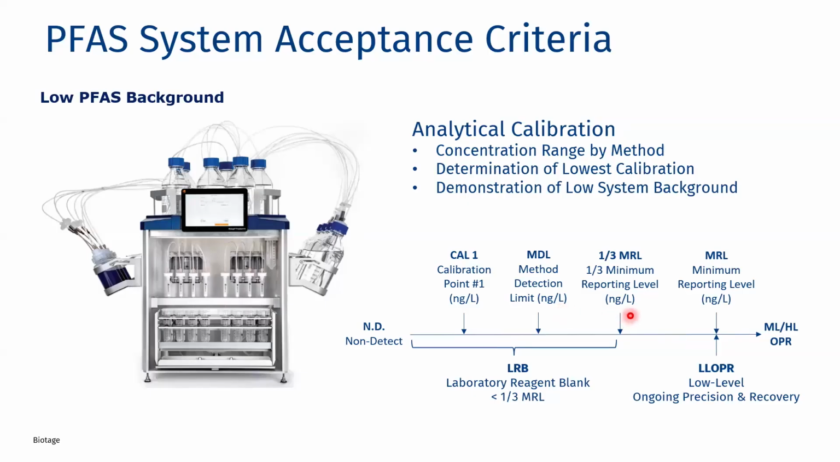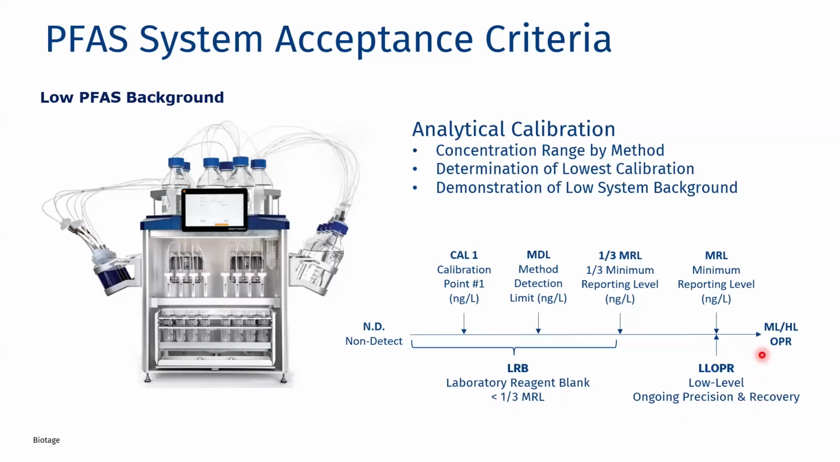From there, we have what we call the minimum reporting level, or 1/3 the minimum reporting level. So most labs do not report at their detection limit. They report at a concentration that is higher than their detection limit. So when you find your minimum reporting level, then 1/3 of that minimum reporting level, that is where your blanks should be below. So a laboratory reagent blank should be at least less than 1/3 the MRL. And that is how you'll be able to identify whether or not your system has low background.